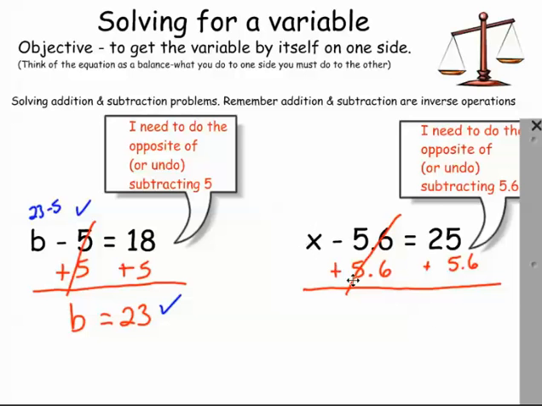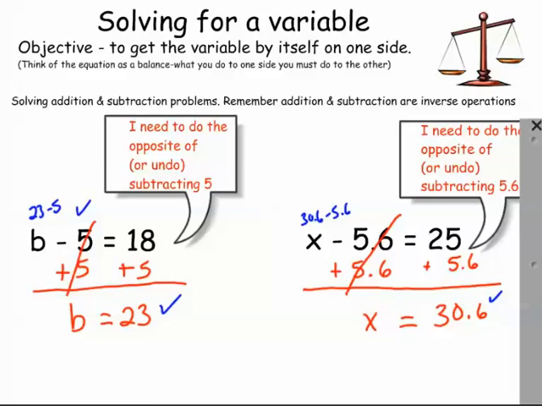And all I have left now on this side is my x equals, and then 25 plus 5.6, that's 0.6. That's 0, 30. 30.6. So I'm just going to go back and check. 30.6. You don't have to write down your check here. 30.6 minus 5.6, that equals 25. So yes, this is a solution set. Okay? All right, so those were subtraction problems.